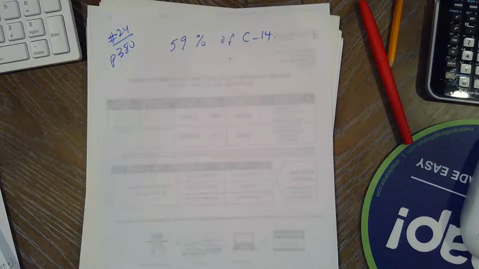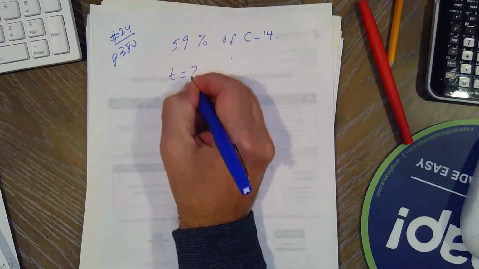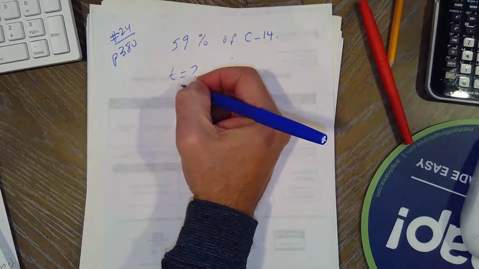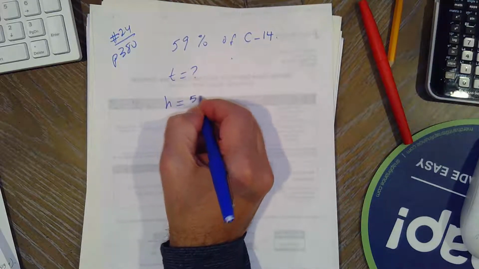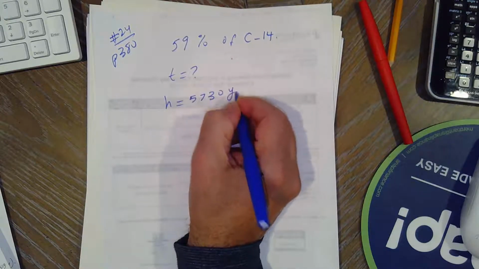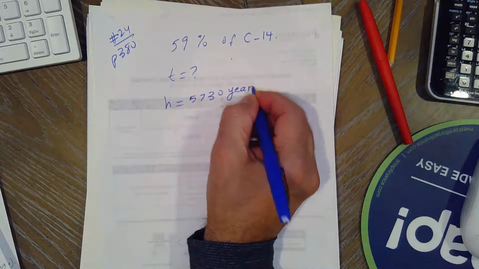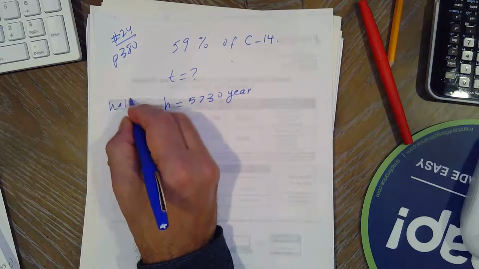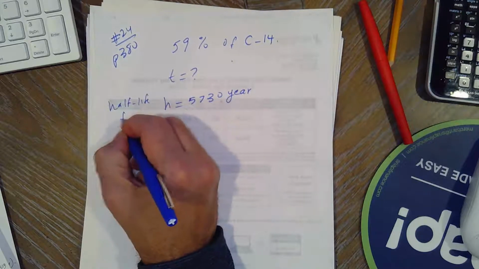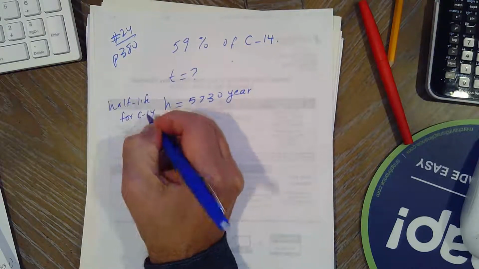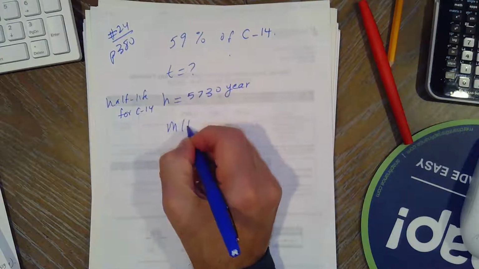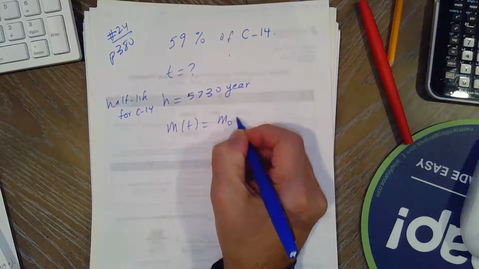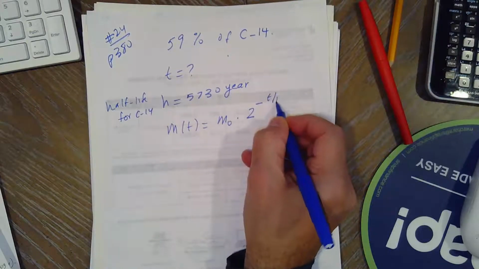Okay. How long ago was the mummy buried? How long ago? So they want to know the time. The half-life of C14 is, we needed that, so we have that, 5,730 years. That's the half-life for C14. So since it's about half-life, we're going to use the formula for that. M of t is m sub 0 2 to the negative t over h.